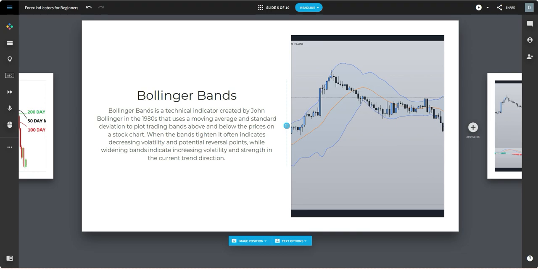Now obviously on the right side we can see a picture that I've taken from one of my charts. I don't use any indicators, but just for example's sake, I've taken a picture for you guys to get a better visual. As you can see, there are two moving average lines in blue, and the middle one is the orange.